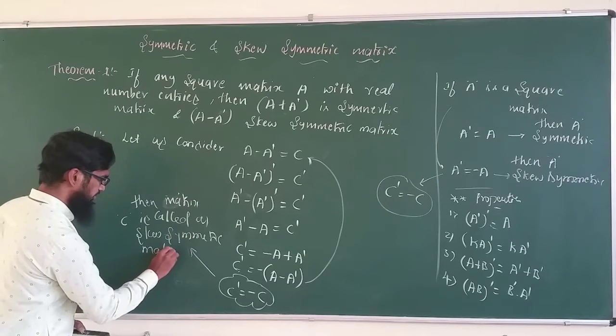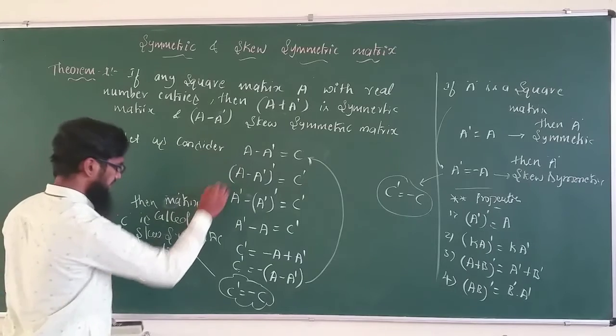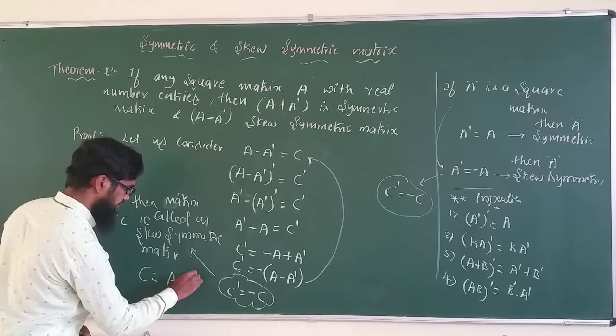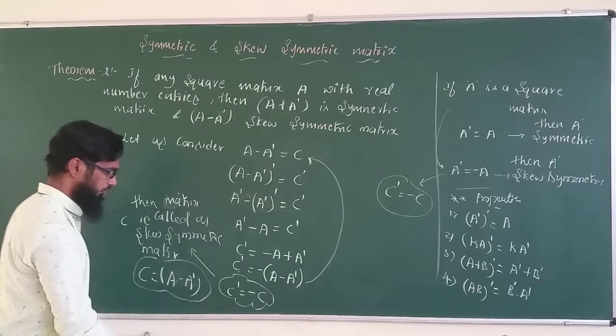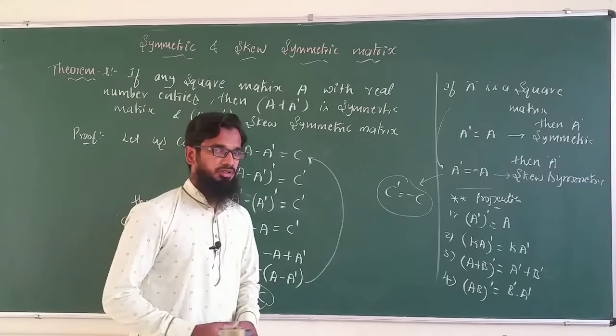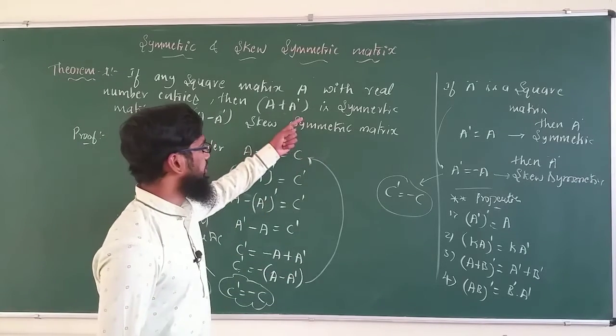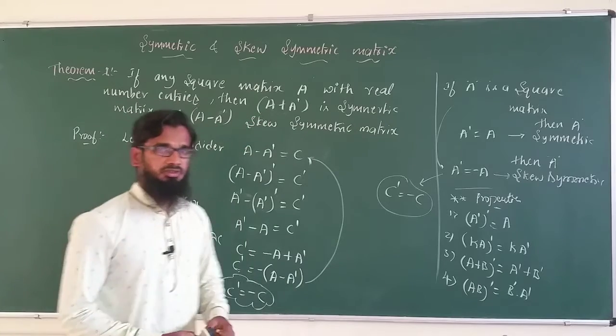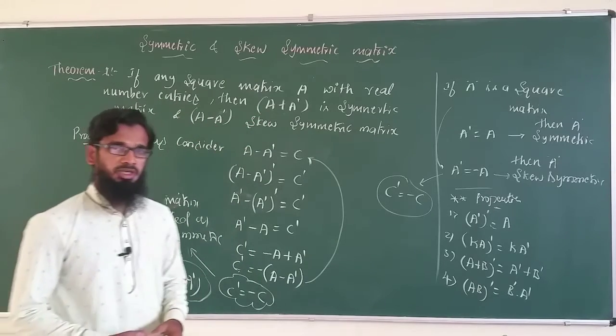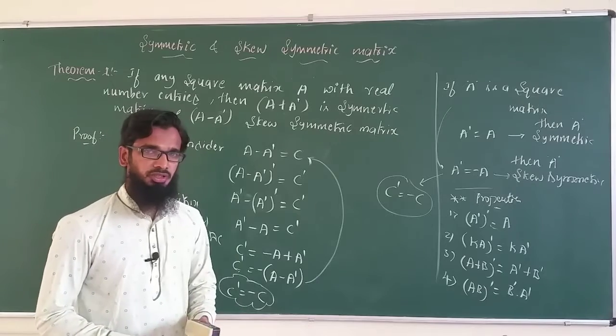So matrix C is nothing but what? So this matrix C is nothing but A minus A dash. So from this we have proved that for any square matrix A with real number entries, A plus A dash is a symmetric matrix and A minus A dash is a skew symmetric matrix. Okay, let us move on to the second theorem.